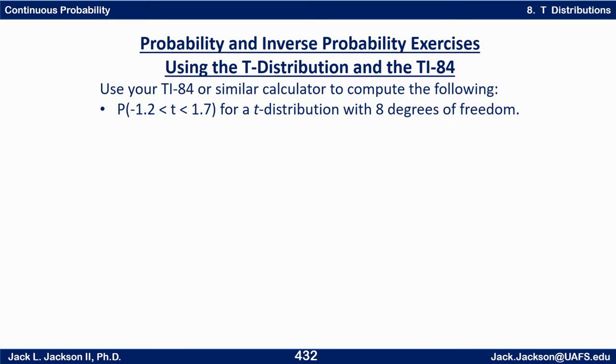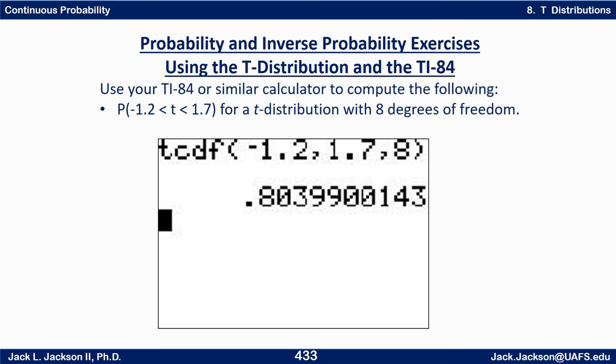Okay, do this first one here: the probability that -1.2 is less than T, which is less than 1.7, for a T distribution with 8 degrees of freedom. Press pause and then figure this out. Well, here it is. Just like in normal, if we're doing probabilities, we didn't have to draw anything. All we needed was a normalCDF for probabilities and an inverse norm for inverse probabilities, and you have the same thing for the t: a tCDF for probabilities and an inverse t for inverse probabilities. So that's what we're going to do here.